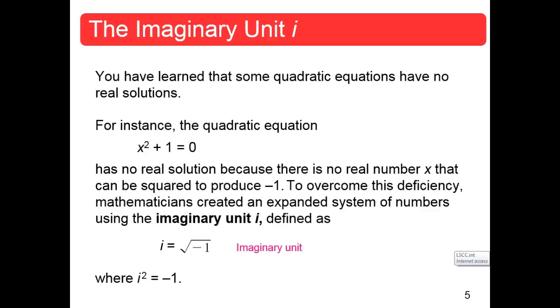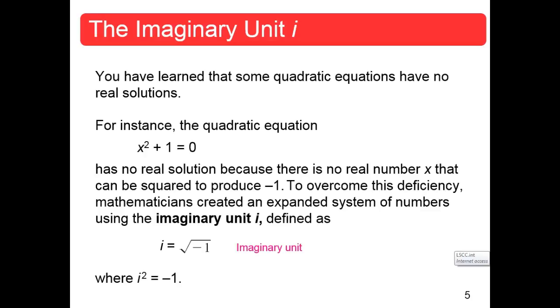And that's absolutely true. It has no real solution because there's no real number that you can square, because the square of any real number is either going to be 0 if that real number is 0, or positive if it's anything other than 0. Positive or negative, the square will be positive. So you can't come up with a 0 or a positive number and add the 1 and get 0. It's never going to work. To overcome this deficiency, mathematicians created an expanded system of numbers using this imaginary unit i. And here's how you define i. This is what you need to know about i.